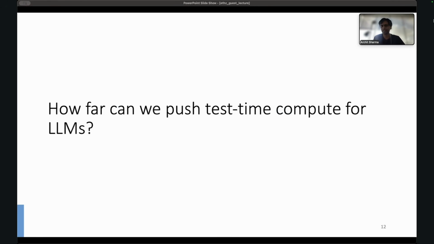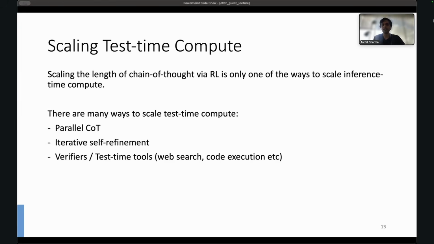So the question then, I started to think about, and many other people also started to think about, is: can we push test time compute more? For LLMs, currently, this natural reasoning regime allows you to scale the inference time compute via chain of thought. And this isn't the only way to scale test time compute. There are many other ways to scale test time compute.